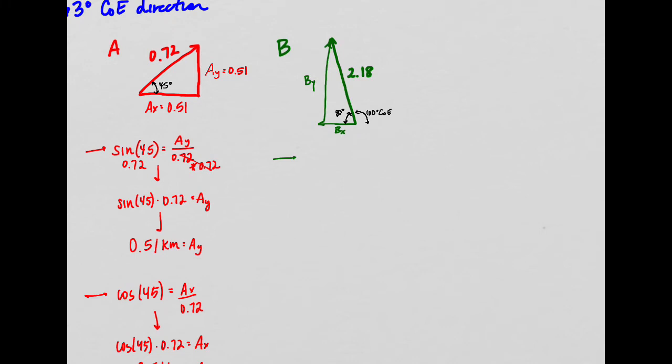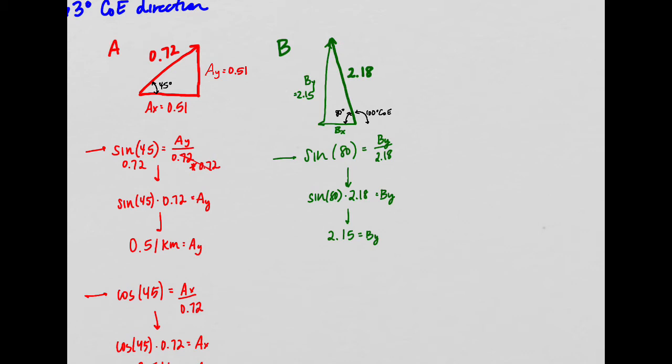Okay, now we can do sine of 80, and that's going to be equal to opposite, which is BY, over hypotenuse, which is 2.18. Rearrange and solve, and we get that BY equals 2.15.